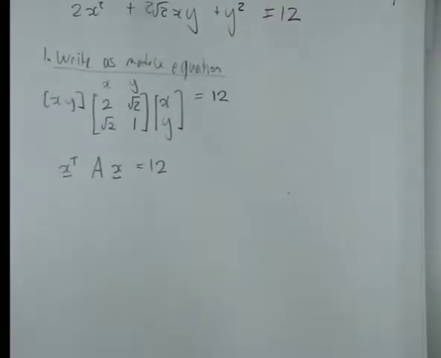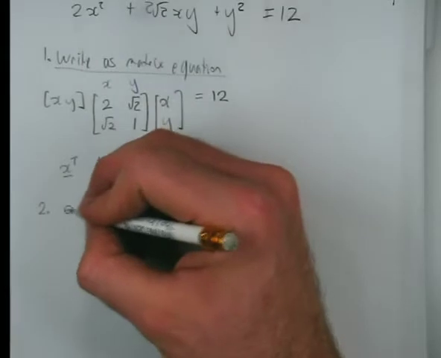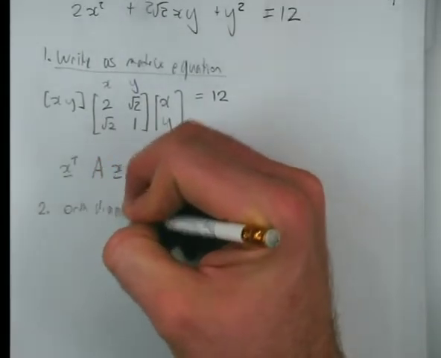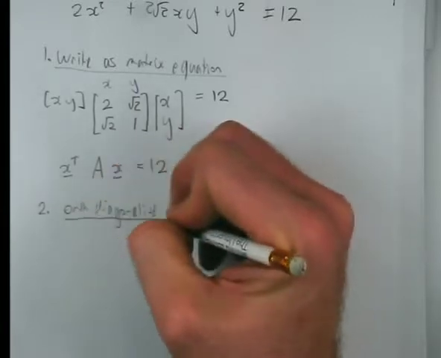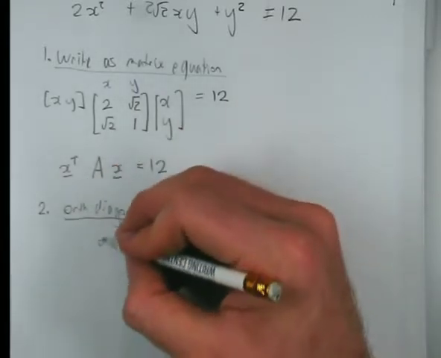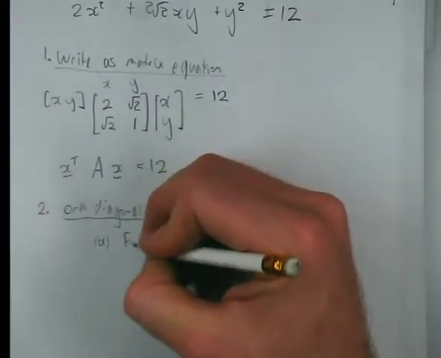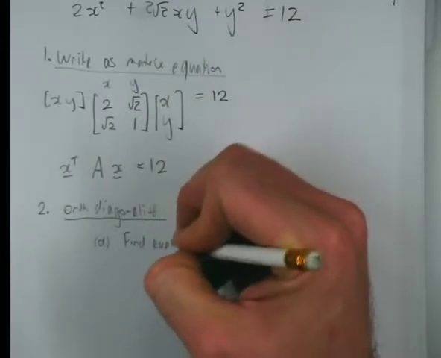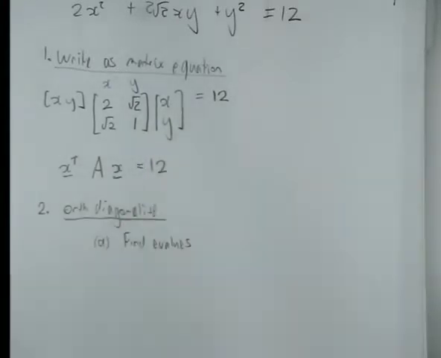Okay? So stage 2 would be to orthogonally diagonalize the matrix, right? So part A, you don't have to call them 1, 2 and A and whatever, you can do whatever you want. I need to find the eigenvalues. Now they've told me in the exam that they happen to be 0 and 3, I think. Yep.